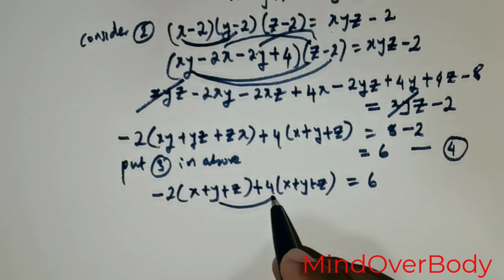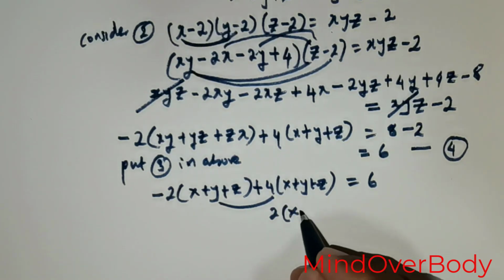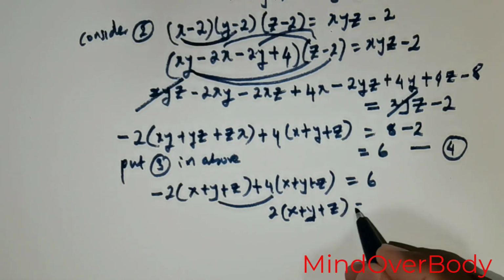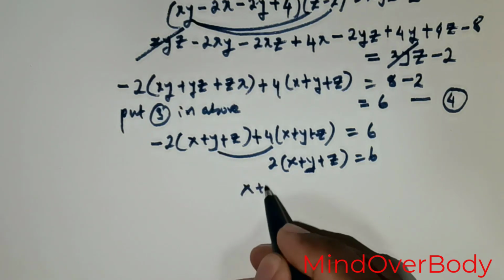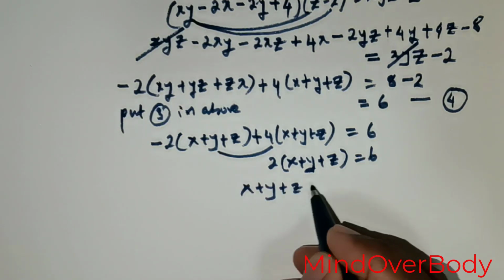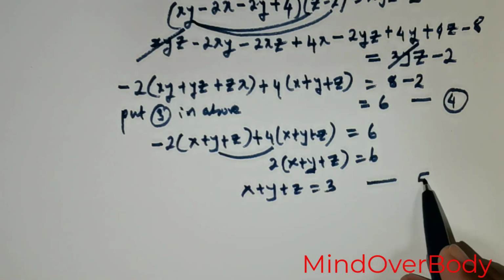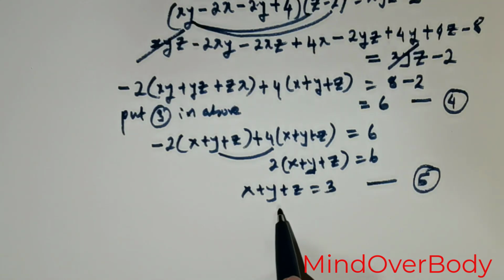Now adding up these two would give us 2 times of (x + y + z) is equal to 6. From here I can rewrite x + y + z is equal to 3. So this can be taken to be as number 5. Now this is a very important equation, x + y + z is equal to 3.